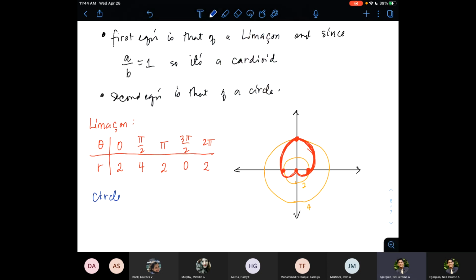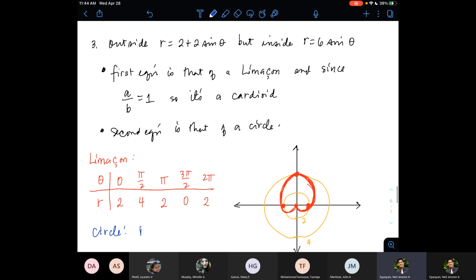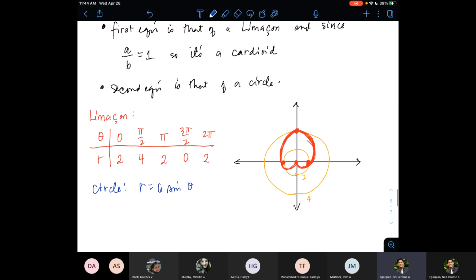for the circle is actually a circle tangent at the pole. So this is r equals 6 sine 2 theta. I know that it is tangent to the pole. So whenever you have a circle of equation a sine theta or a cosine theta, the pole is a point in it, right? It would be tangent there.